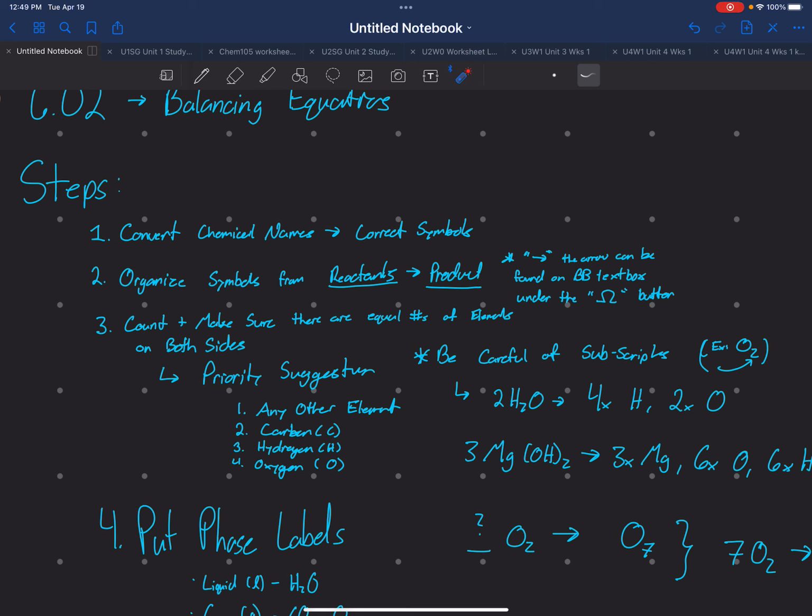Okay, so once you have the symbols and you organized it, we've got to count and make sure that there are equal numbers of elements on both sides. This is when I do it, I have a kind of priority list, right? So this is my little priority suggestion.